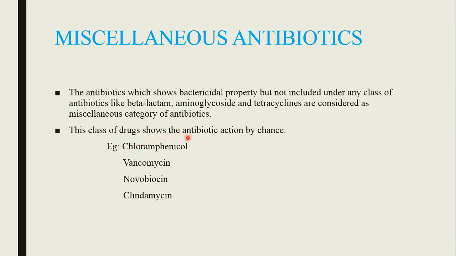This class of drugs shows the antibiotic action by chance. They don't have inbuilt antibiotic properties. They don't have the structure related to antibiotic-showing property, but by chance they show the antibiotic action. That's why four drugs have been randomly collected under the miscellaneous category. These antibiotics are also called random antibiotics, which show the antibiotic action by chance. Examples of miscellaneous antibiotics are chloramphenicol, vancomycin, novobiocin, and clindamycin.